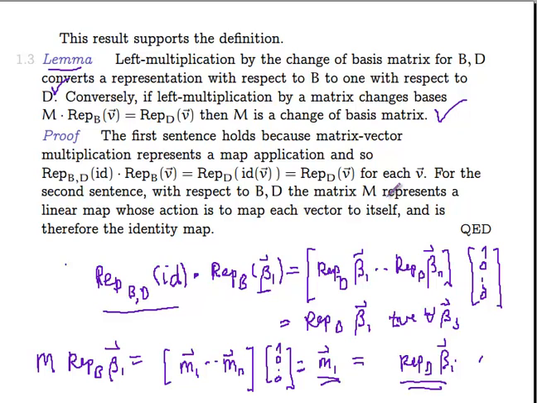So what does this mean? This means that if I have a vector v with respect to a certain basis B, and I want to figure out what that vector v is with respect to a different basis D, I just have to multiply by this matrix. And this matrix is obtained by taking the representation with respect to D of each individual basis vector in the original basis.